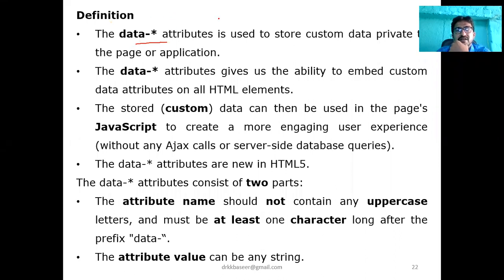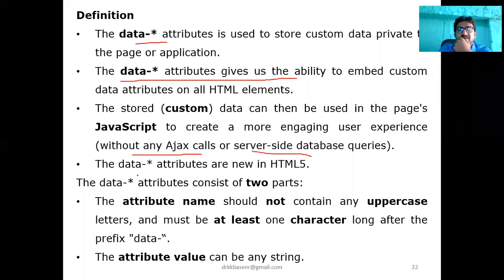If you see the second bullet, the data hyphen star attributes give us the ability to embed custom data attributes on all HTML elements. Any type of element you can add it to. It stores the data, which can be used in the pages. We can use JavaScript to retrieve that. So to create a more engaging user experience without any AJAX calls or any server-side database queries, you can use these custom attributes.